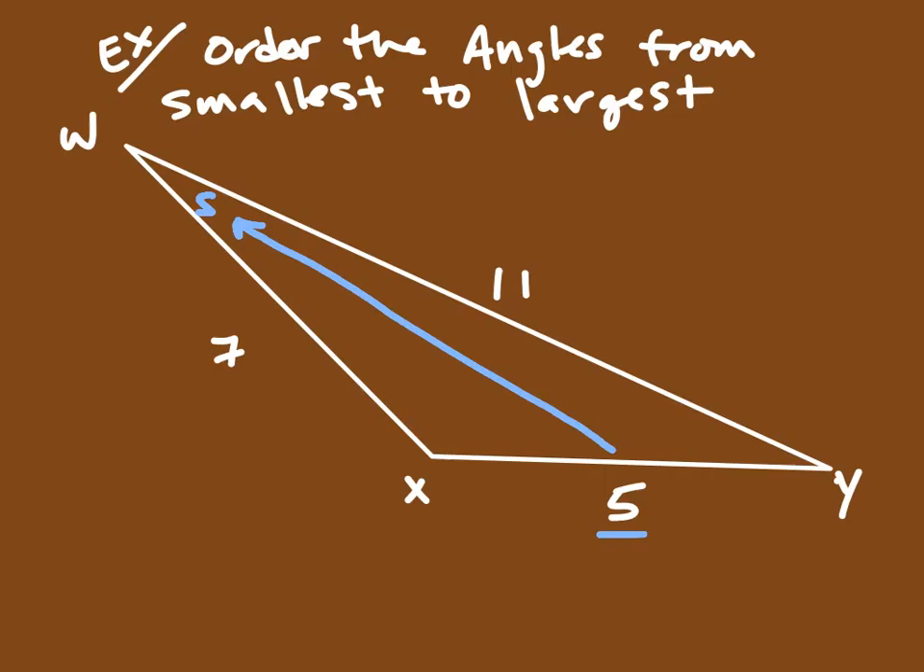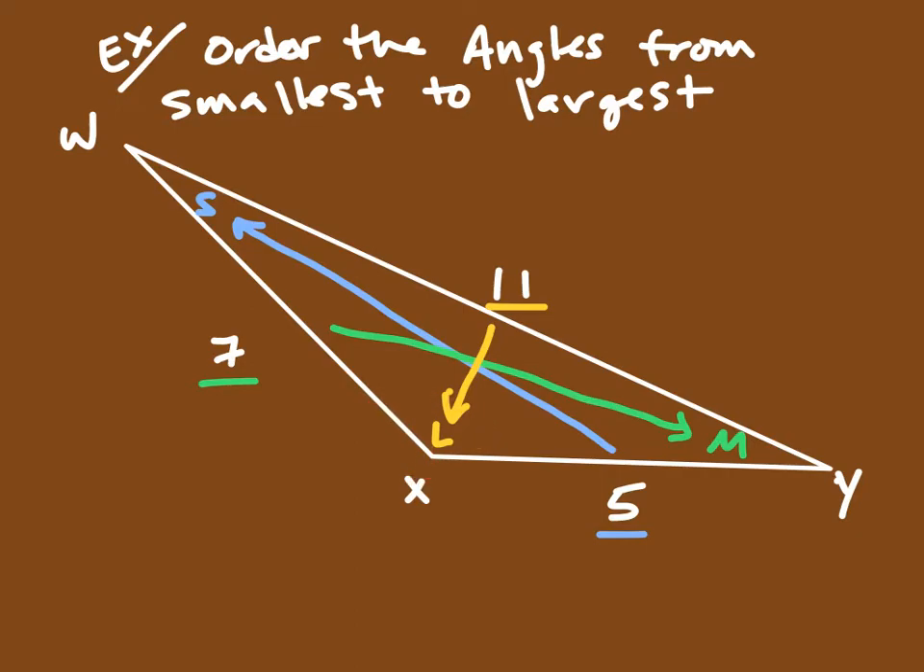Now let's look at our medium-sized one. Medium-sized one was 7, and that's going to be across from our medium-sized angle measure. So Y is our medium-sized one, and our last one, our longest side is side 11, and that's going to be opposite our largest angle, which is going to be X. Okay, and you can kind of tell just by the picture. It's hard to tell with angle W and angle Y, but you can definitely tell with angle X that this is our largest angle.